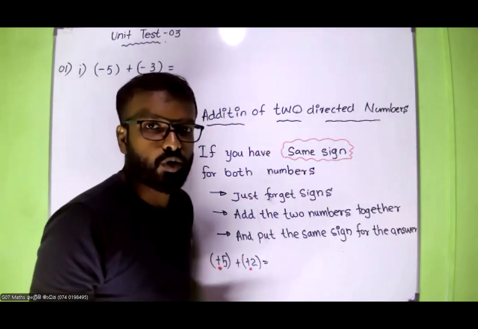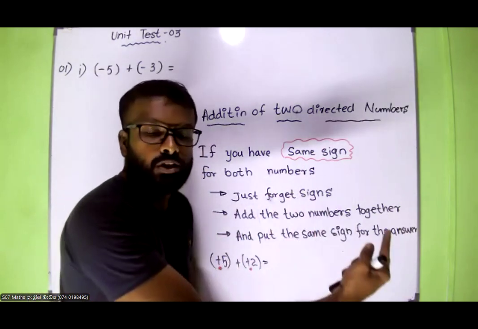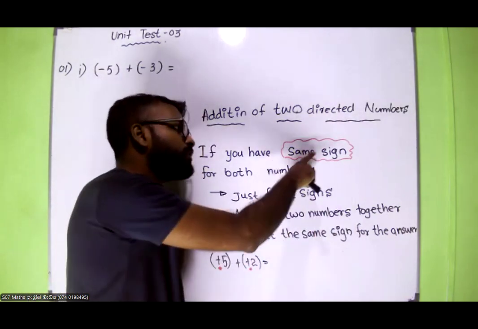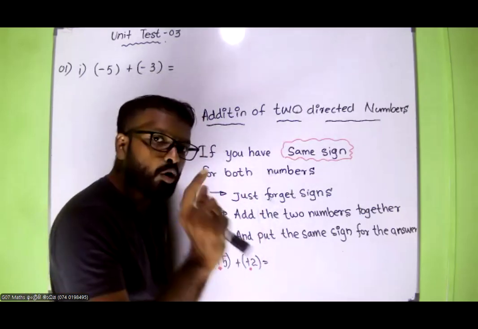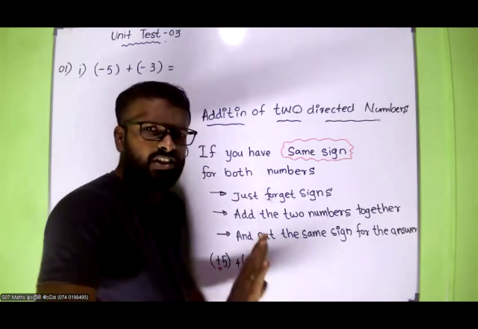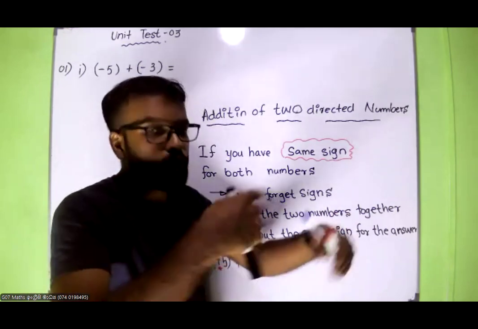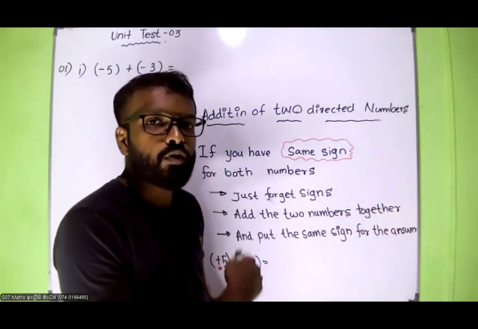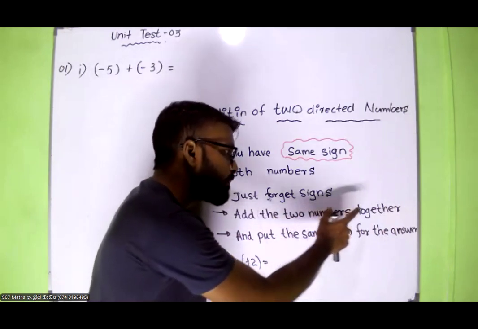Very easy. How do you do it? Positive, positive. You have the same sign for both numbers, so it is very easy to add. Just forget the signs. Now you have 5 and 2, and you can add the two numbers together.